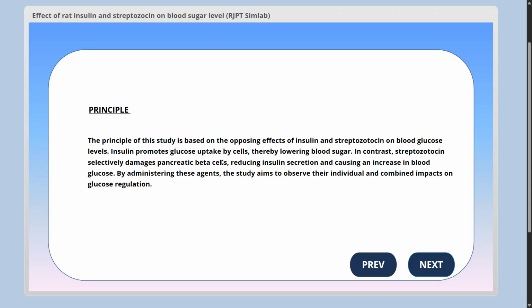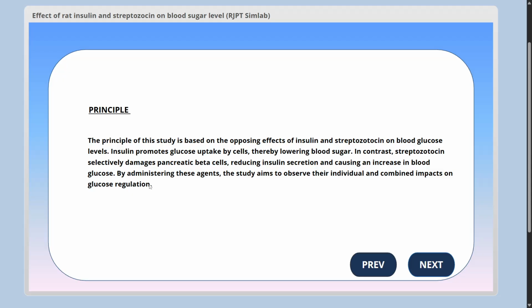Insulin promotes glucose uptake by the cells, which means absorption of glucose by the cells. Insulin increases the absorption of glucose by the cells, thereby lowering the blood sugar level or blood glucose level. The glucose from the blood is absorbed by the cells.